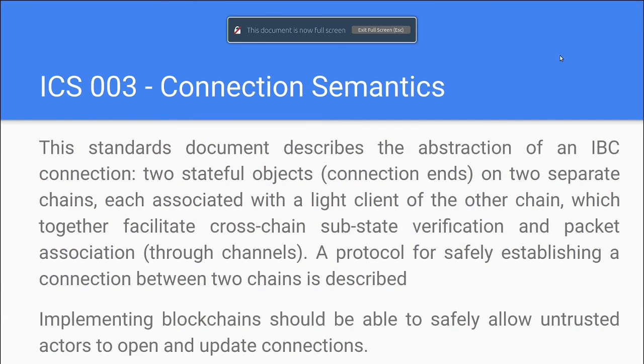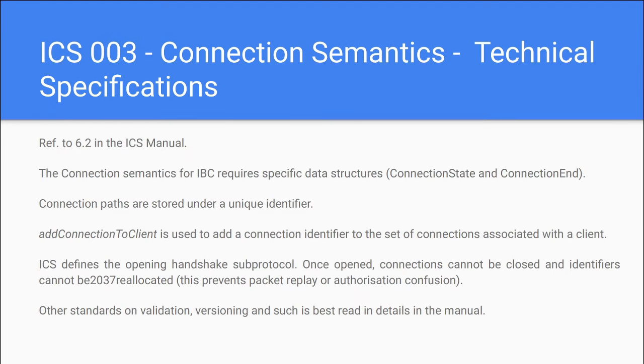Now let's talk about connection semantics. This standard document describes the abstraction of an IBC connection: two stateful objects on two separate chains, each associated with a light client of the other chain, which together facilitate cross-chain sub-state verification and packet association. All of this comes together for IBC. You have to keep that in mind. A protocol for safely establishing a connection between two chains is described. Implementing blockchains should be able to safely allow untrusted actors to open and update connections.